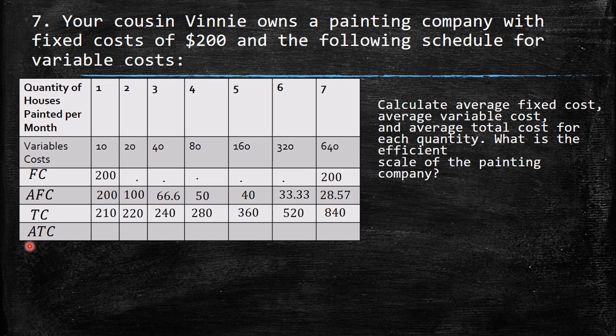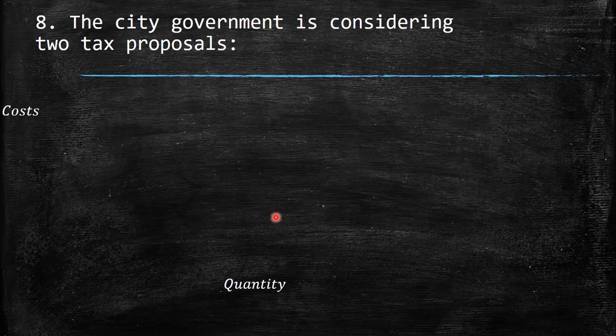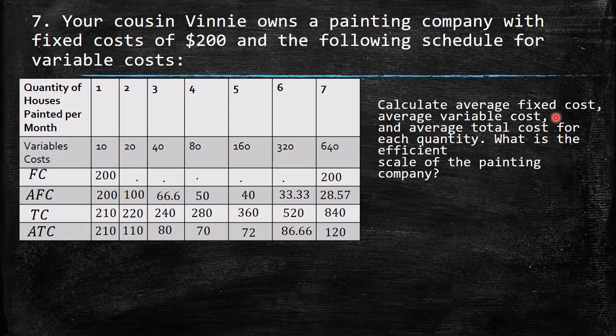And then with this information, actually we can already get the average total cost. As I said before, every time you have the average, you just need to divide by the quantities. So it's going to be this 210 over 1, this one over 2, this over 3, this over 4, this over 5, and this one over 6, and this over 7. So the question says about the average fixed cost, we already did it, and the average total cost for each quantity. And the question, basically, is what is the efficient scale of the painting company?